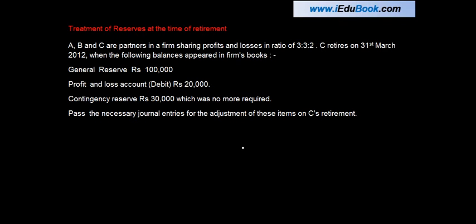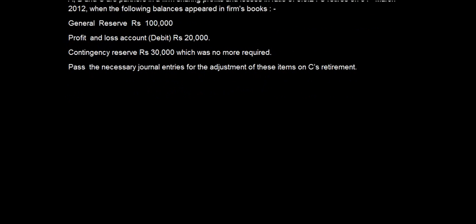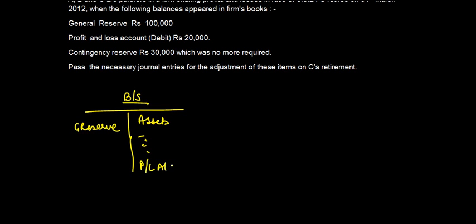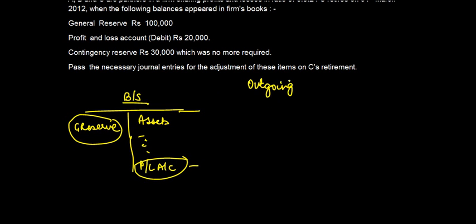Treatment of reserves at the time of retirement. Now what can happen is, before we go through this, let me just explain this to you. When a partner retires, normally a balance sheet will have all the assets. It can also have some reserves, or a debit balance of profit and loss account, etc. Now some part of this reserve and profit and loss account actually also belongs to the outgoing partner, right? Just like the assets belong to him, the reserves also belong to him.